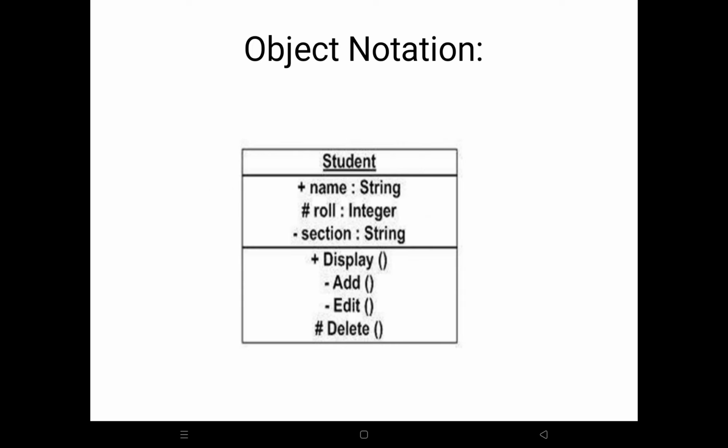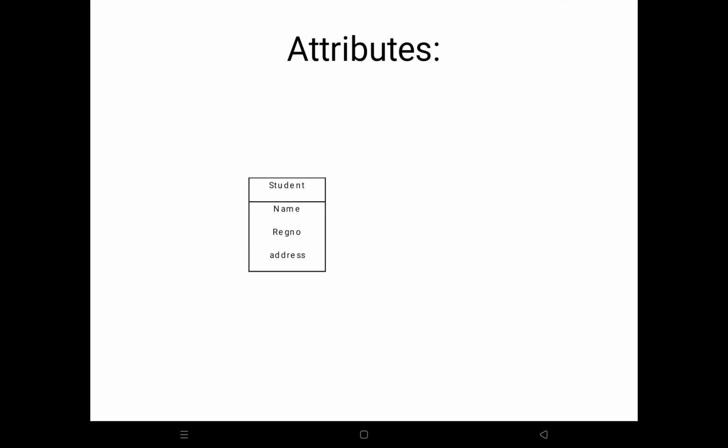The second notation is the object notation. The object is very similar to a class. The only difference is that here the name is underlined. This is the difference between class and object notation. The object also consists of three compartments. The first compartment is the name of the object, the second is the attributes, and the third is the methods. The only difference between class notation and object notation is that in object notation the name is underlined. That's all.